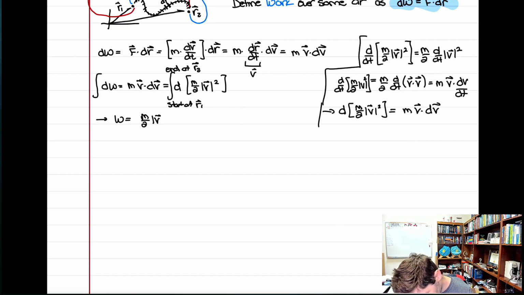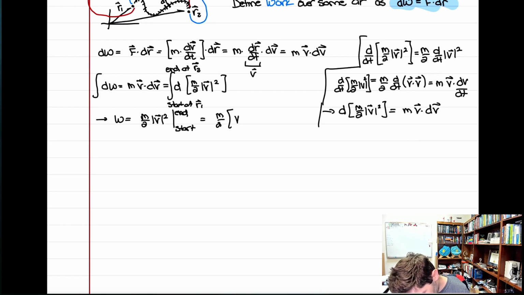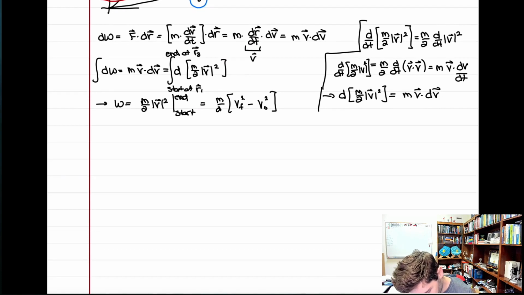It looks like in this case, the work is then just 1/2 mv squared evaluated at the end minus the same thing evaluated at the start. Or, since m is just a constant, this is just m over 2, v final squared, and I'll get rid of the absolute value signs, minus v initial squared. Whatever the velocity is at the end of the path, minus whatever the velocity is at the beginning of the path, and those velocities are being squared. This, of course, might look familiar.